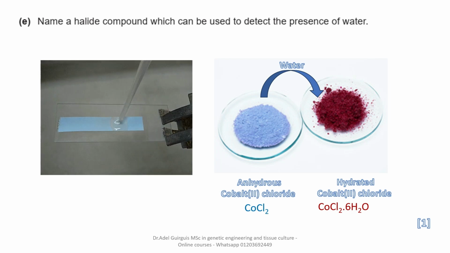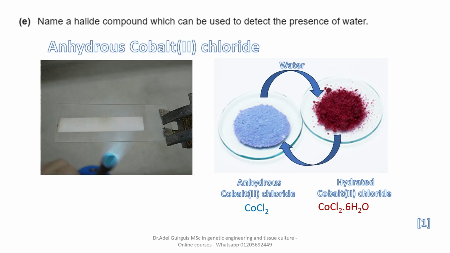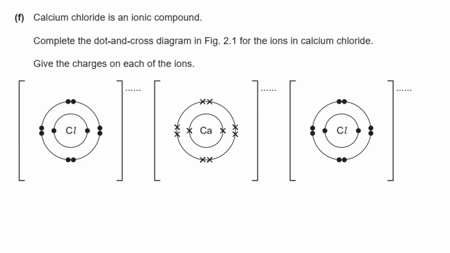Look at this animation. This paper of anhydrous cobalt chloride is blue in color. When we add just one drop of water, it turns pale pink. This indicates it turns into the hydrated form of cobalt 2 chloride. What about when we gently heat this paper? It turns blue again. So it turns blue by heating. This removes the water of crystallization.